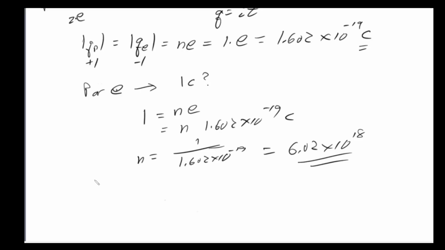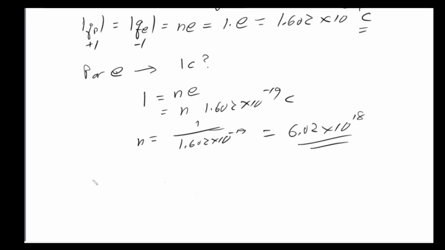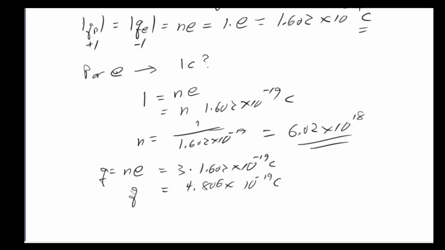So in solving problems, if it states that there are, for example, 3 protons present, we can find Q by using our formula Q equals N times E. So 3 protons would be N, so that's equal to 3 times 1.602 times 10 to the minus 19 coulombs, which is equal to 4.806 times 10 to the minus 19 coulombs. And again, that would be what we put into the formula for Coulomb's law.